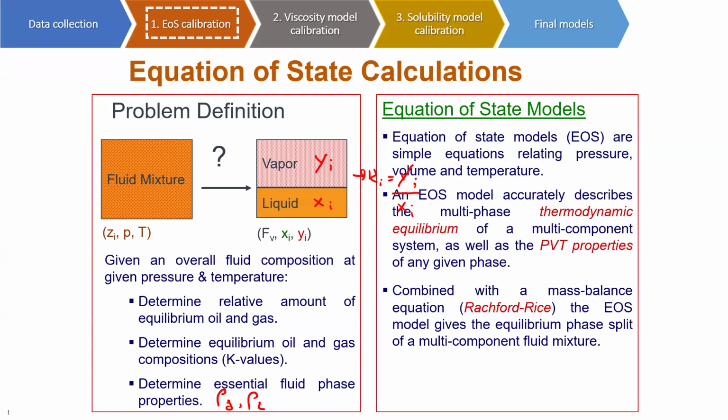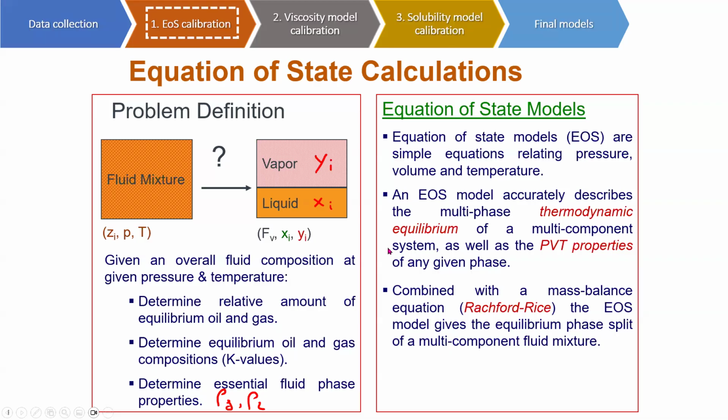Okay, so the equation of state is a simple relationship relating pressure, volume, and temperature. It describes thermodynamic equilibrium, and can be combined with a mass balance equation such as the Rachford-Rice equation to perform flash calculations. The flash calculation allows you to split oil from gas and to predict how much of your mixture is in the vapor phase and how much is in the liquid phase.